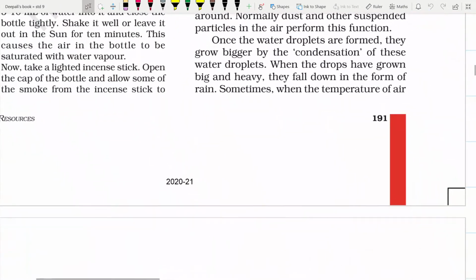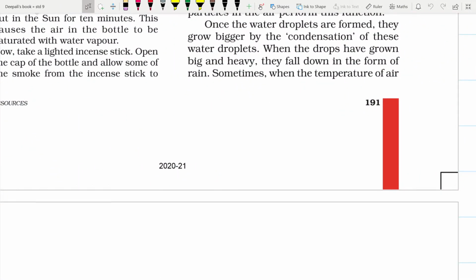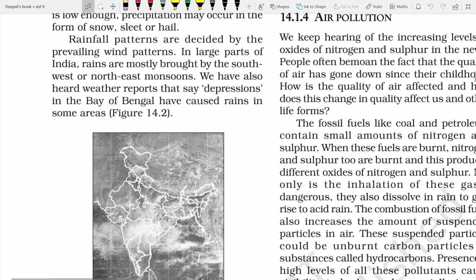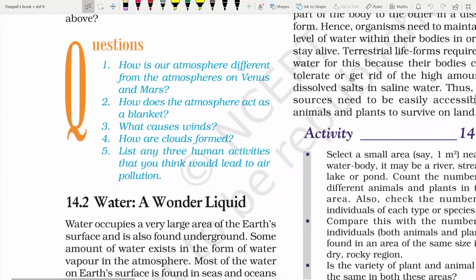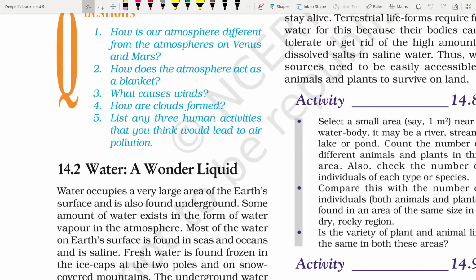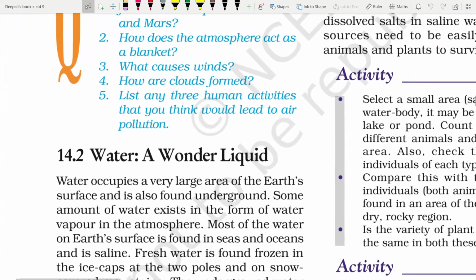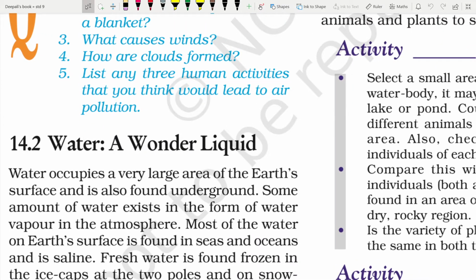Now let us see what the water resource tells us about. Water is a wonderful liquid. Water occupies a very large area on the earth's surface and is also found underground. Some amount of water exists in the form of water vapor in the atmosphere.